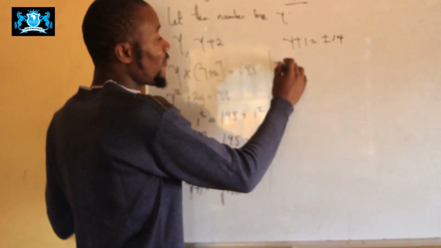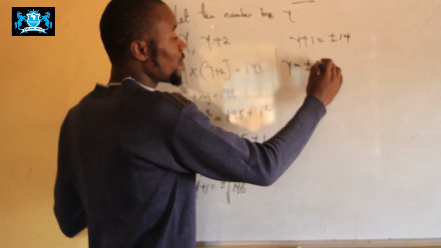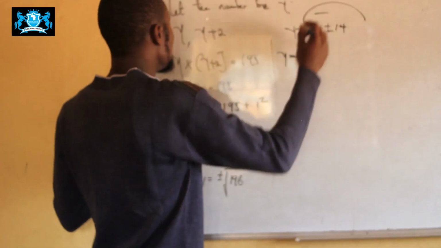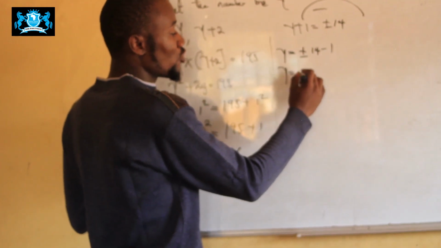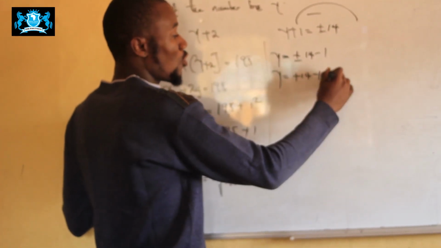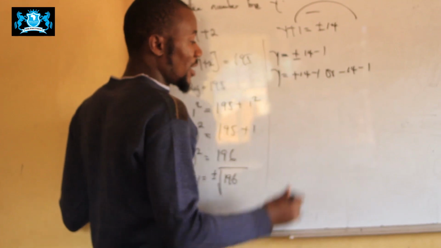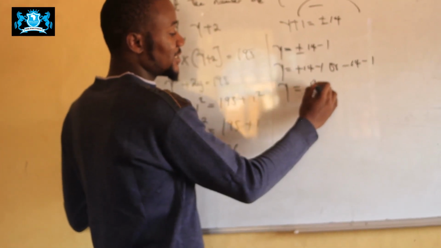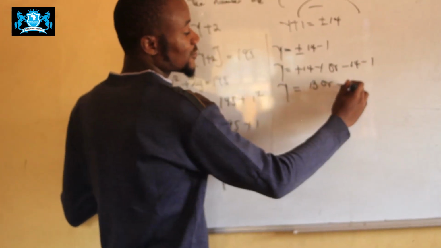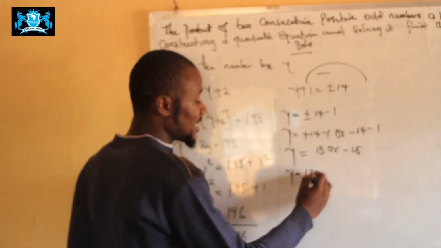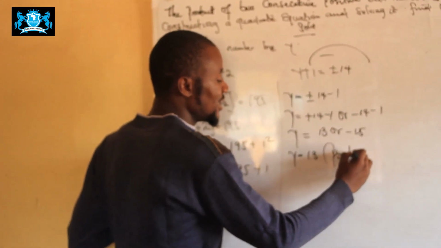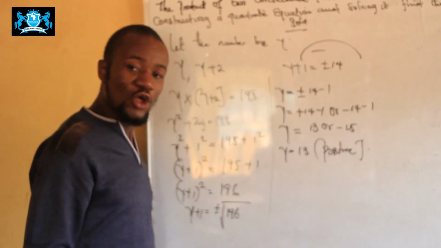So how do you do it? You have y plus 1 equals plus or minus 14. When the 1 moves over, it changes to minus 1. So y equals plus 14 minus 1, or minus 14 minus 1. And y equals 13 or y equals minus 15. You should know that your answer should be y equals 13 because it's positive. Your answer is a positive number.